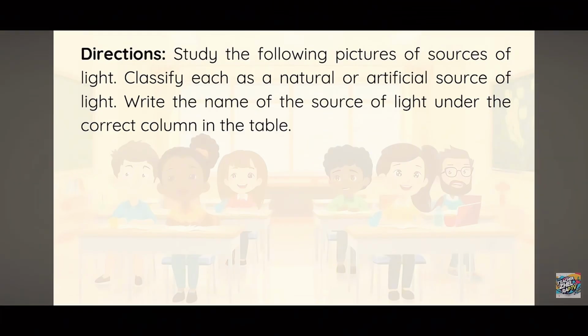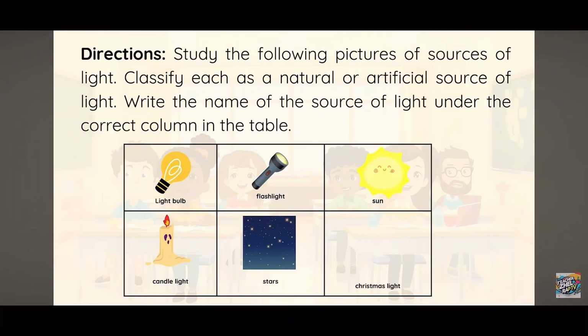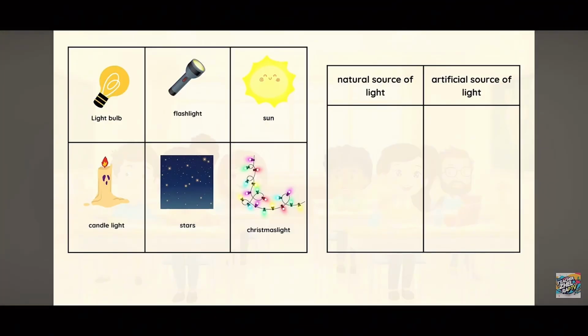Now, directions. Study the following pictures of sources of light and then classify each as a natural or artificial source of light. Write the name of the source of light under the correct column in the table. We have here light bulb, flashlight, sun, candlelight, stars, and Christmas light. Now, for the first column, we have natural sources of light, and then artificial sources of light.